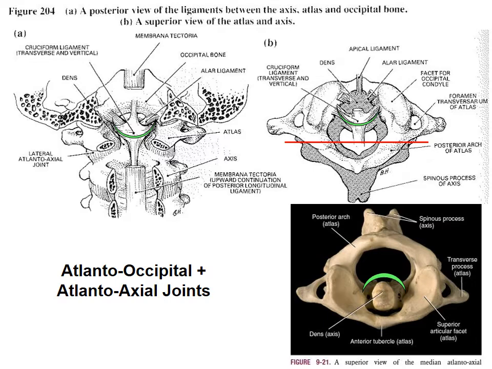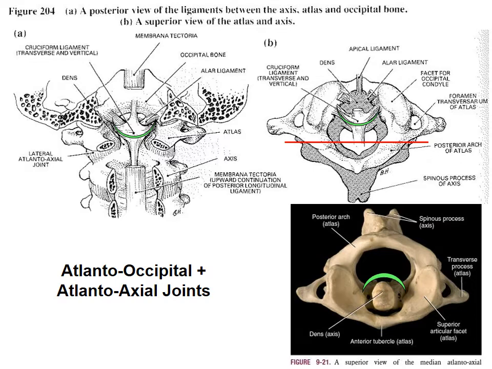The top two pictures show that the cruciate ligament of the dens also has some vertical fibers that run up to the occipital bone and further reinforce that atlantoaxial articulation around the dens to make sure that it's very stable.